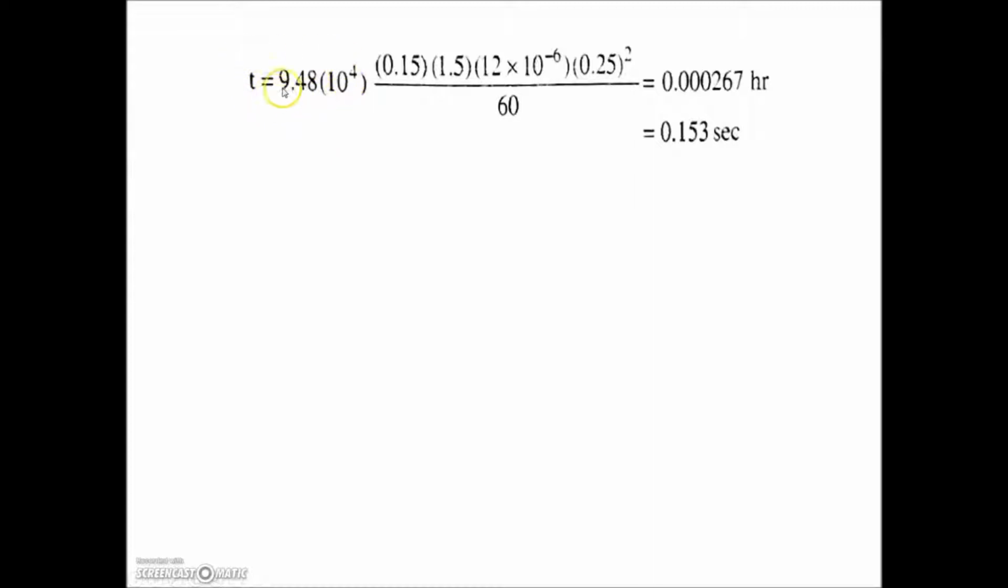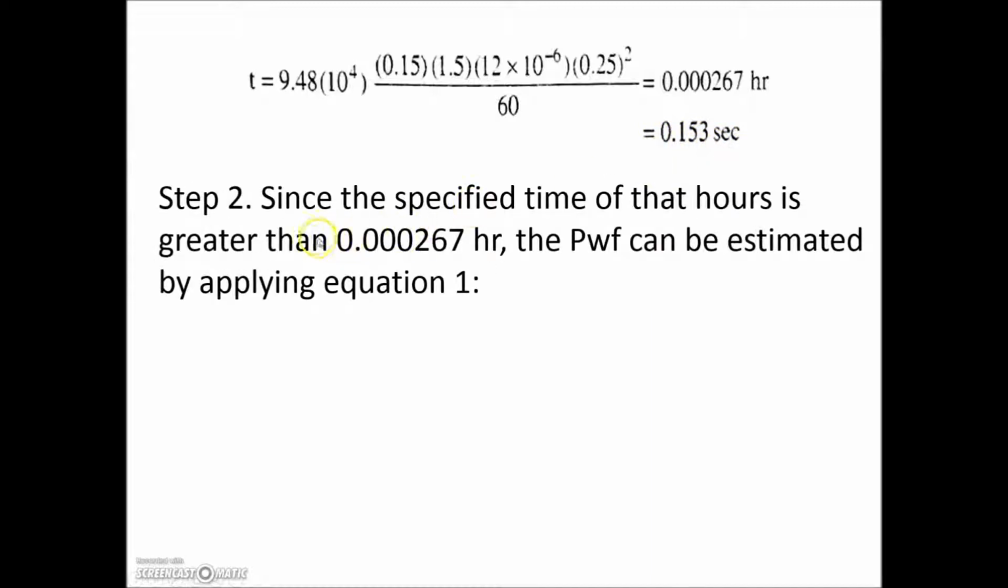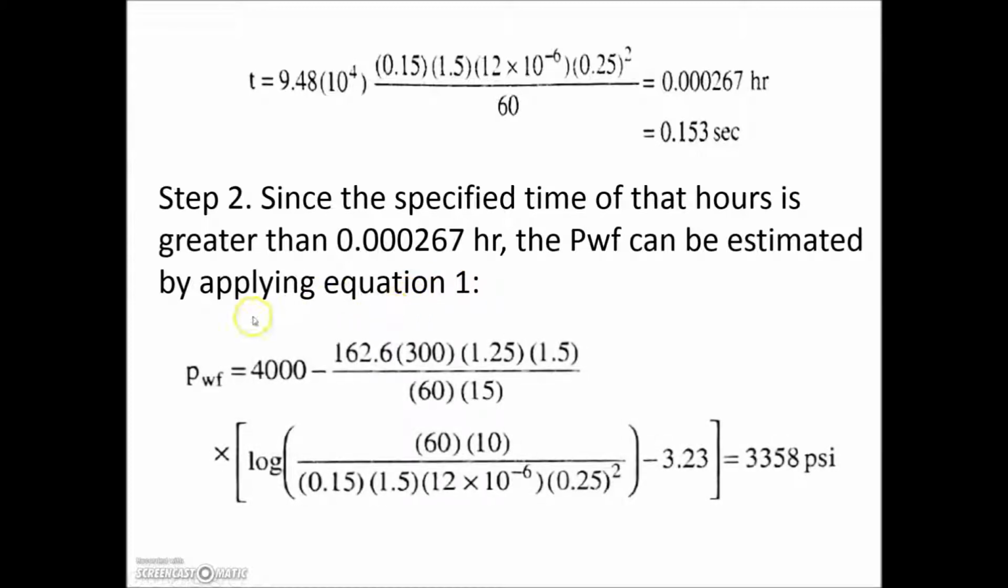After calculating the time, we get 0.000267 hour, or we can convert it into seconds, which is 0.153 second. In step 2, since the specified time of 10 hours is greater than 0.000267 hour, the bottom hole flowing pressure can be estimated by applying equation 1. The final answer, which is our bottom hole flowing pressure, is equal to 3,358 psi.